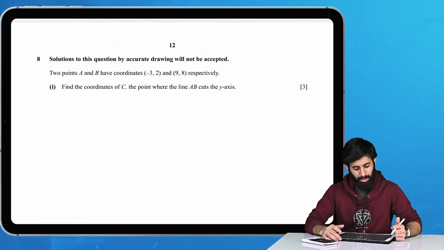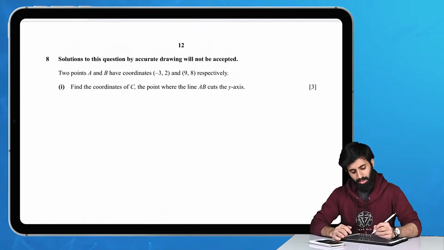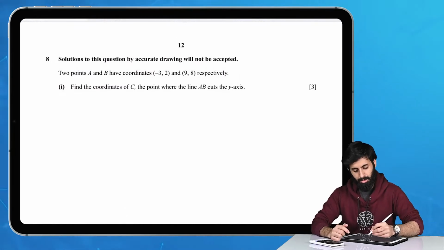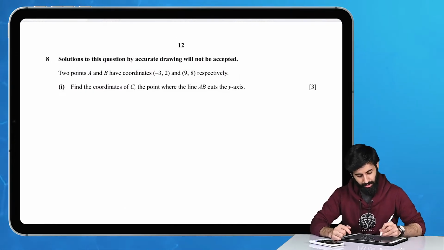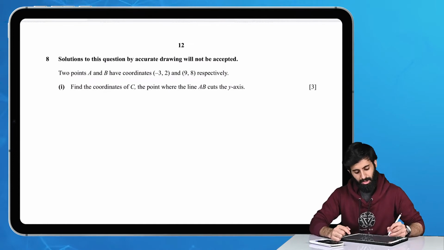So in this video, we are going to solve another past paper question, which is from October-November 2015, paper 2, variant 2. Okay, so here we go. It says points A and B have coordinates -3, 2 and 9, 8 respectively. Find the coordinates of the point C, where the line AB cuts the y-axis.